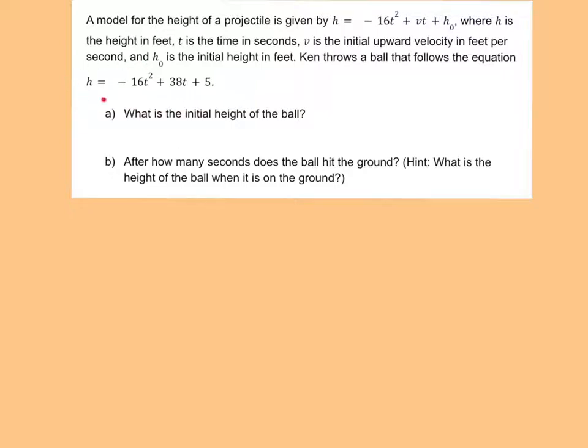Now it gives us the equation for Ken throwing a ball. So in this case, it tells us that the initial upward velocity is 38. So that's how fast the ball is going from the beginning, 38 feet per second. So when it says what is the initial height of the ball, let's see which one of these variables tells us the initial height of the object.